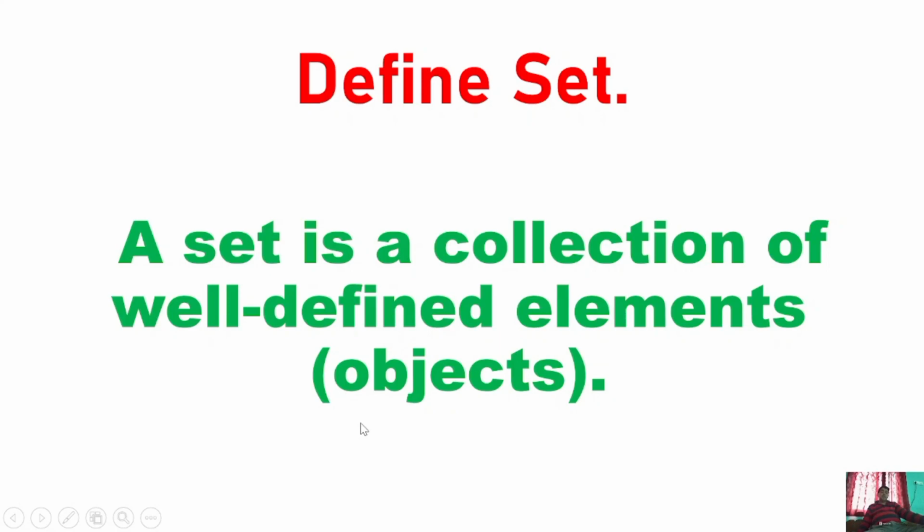So what are the objects in the geometry box? These are known as elements or members, and they must be well defined. Because suppose you say spoon, a spoon is not required for the geometry box. A glass is not required for the construction. So the condition is that a set is a collection of well-defined elements, and the elements of the set are also known as the objects or the members.